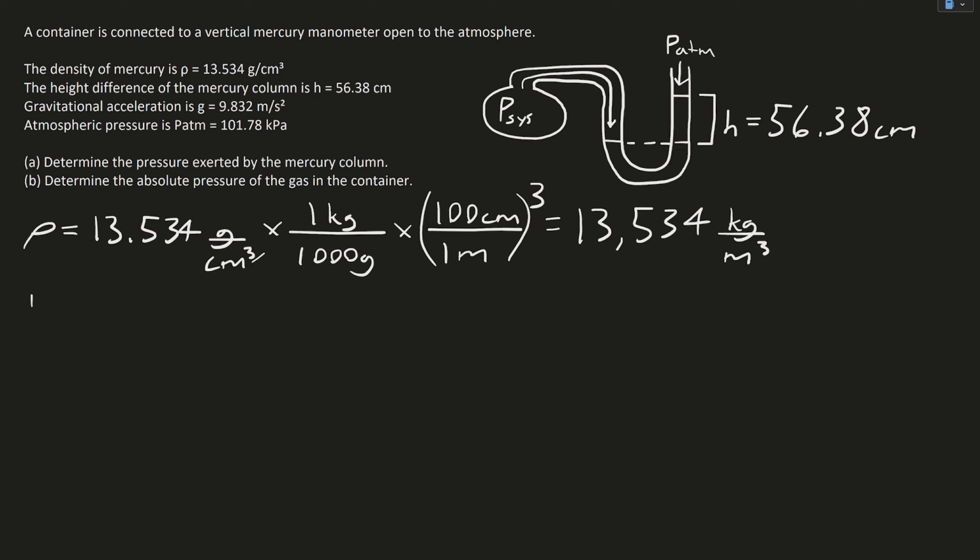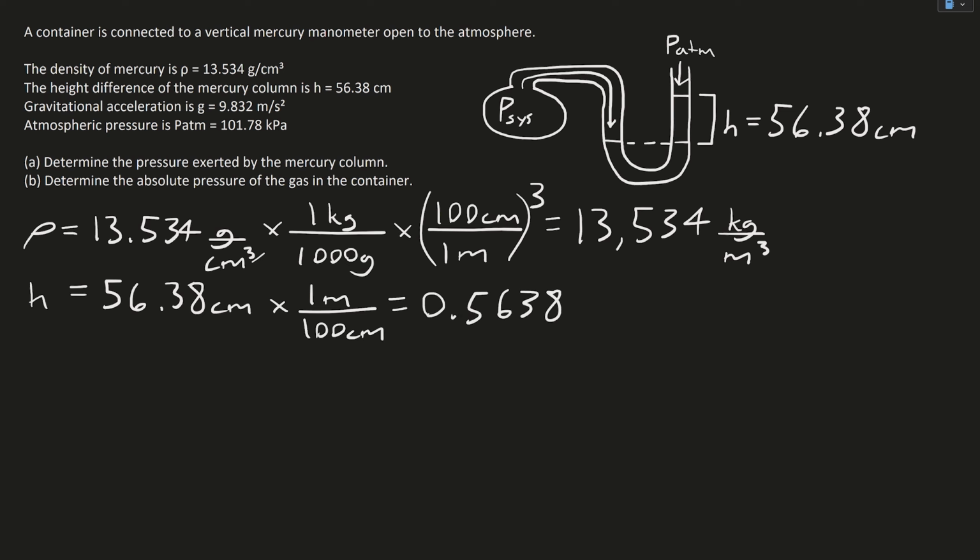Next, we need to put our height into meters. It was given as 56.38 centimeters. We need to convert to meters. We have 1 meter over 100 centimeters. This gives us our height as 0.5638 meters. Now that everything is in the right form, we can find our pressure exerted by the mercury column.